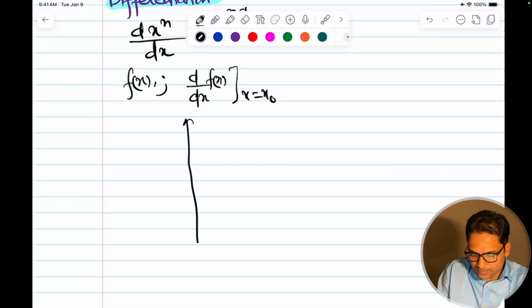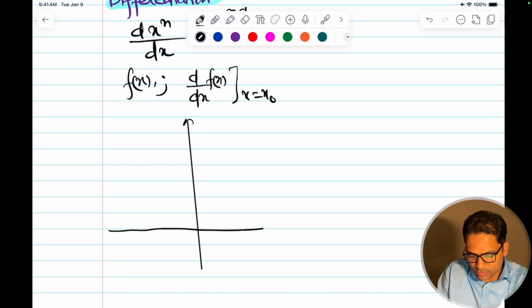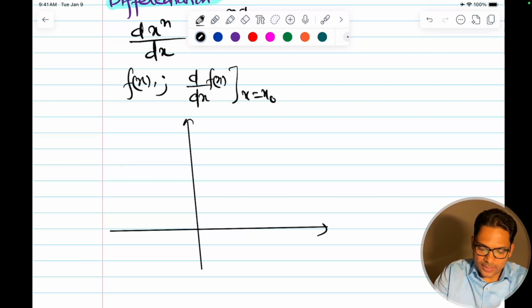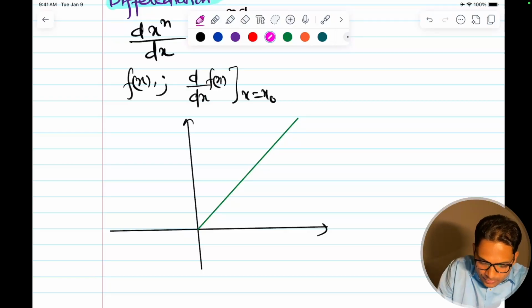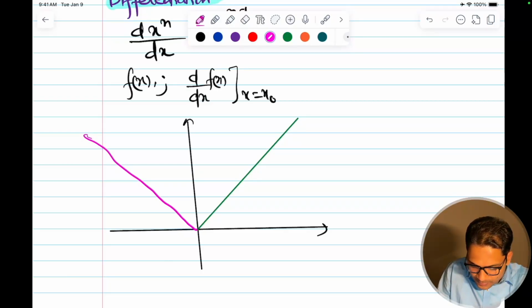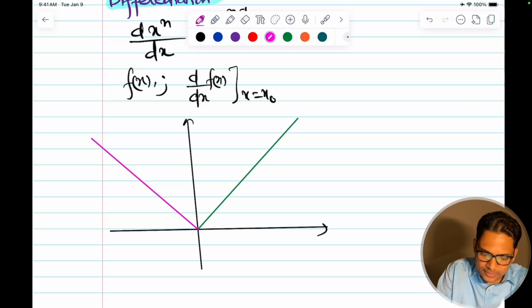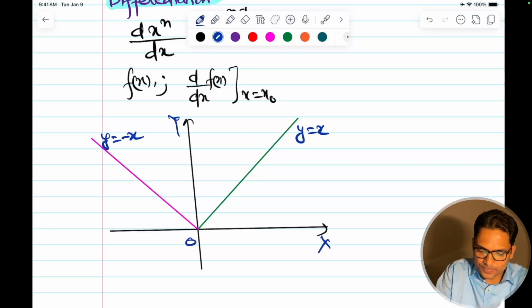I have this coordinate axis, and there are two lines. So say for example, this is your y equal to x, and here you have y equal to minus x. Two lines. This is y equal to x, this is y equal to negative x, right? This is y, this is x, this is 0.